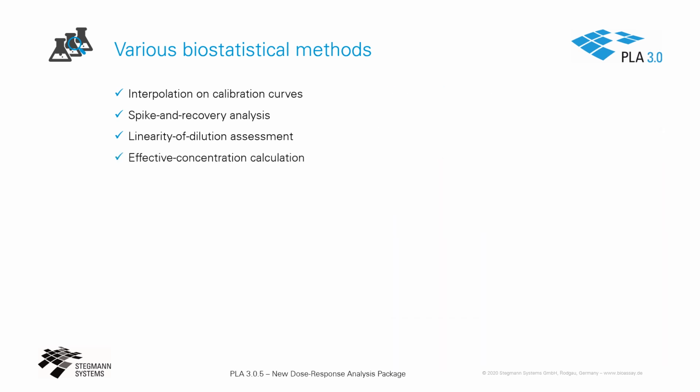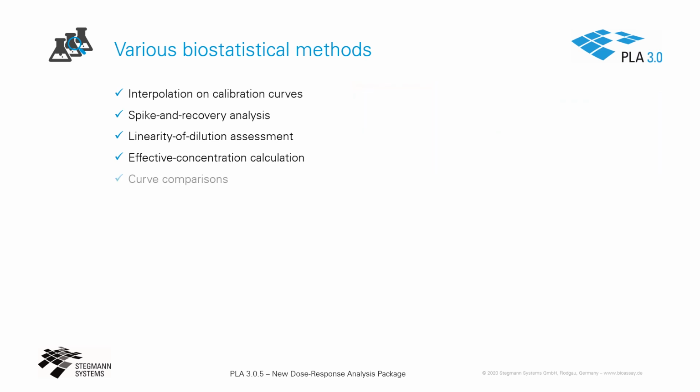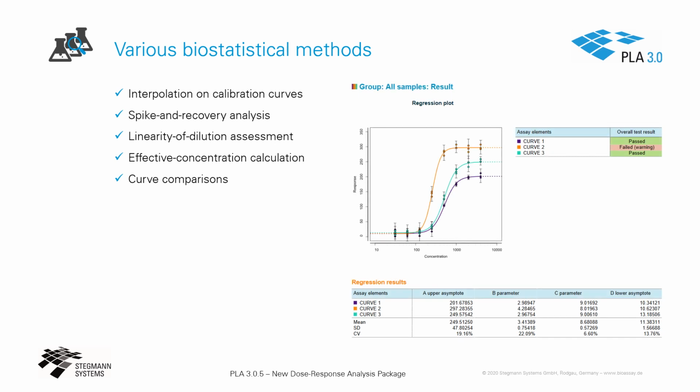Effective concentration calculation. Our example shows effective concentration calculations for various response values. You can freely define EC percentiles such as EC50. Curve comparisons. In this example our data plot shows regression plots for 3 multi-dose samples. Details on the regression are displayed below.